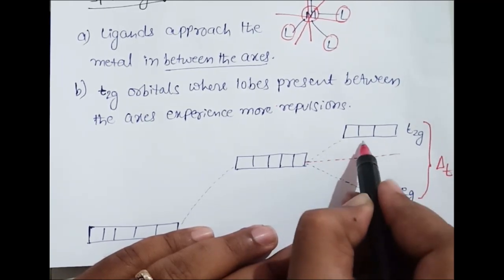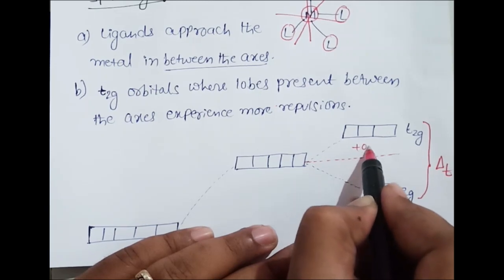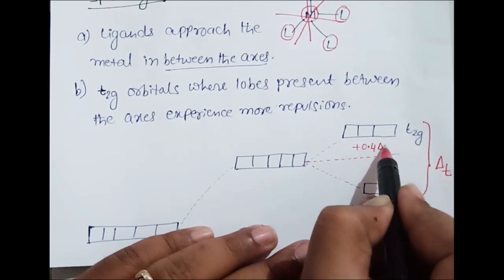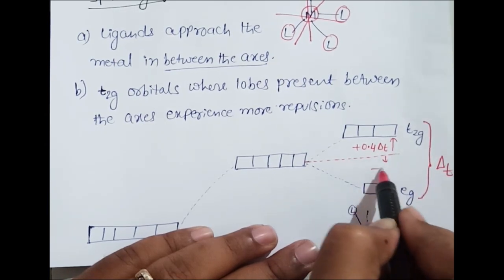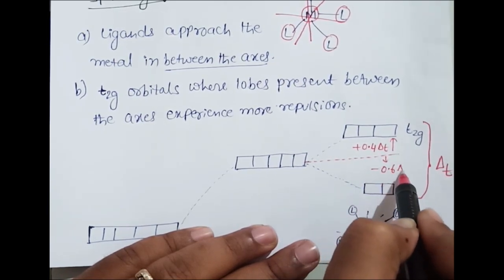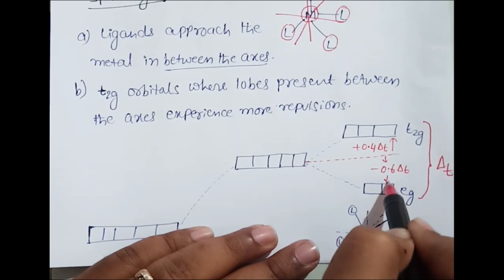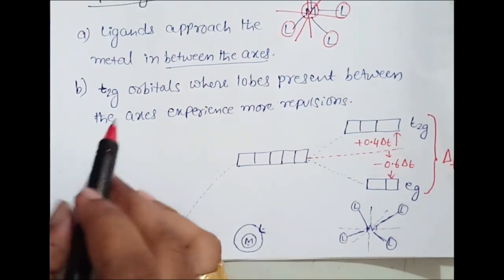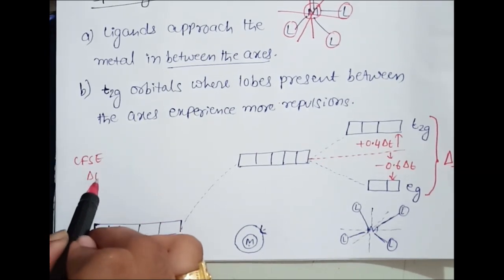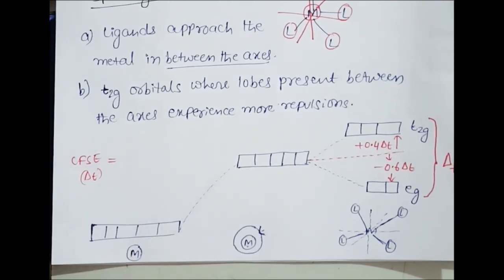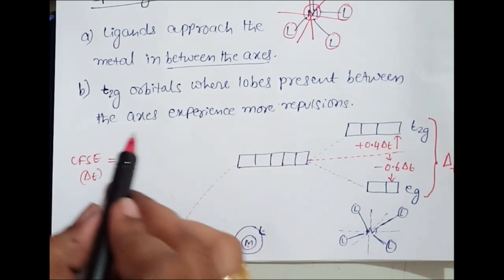The energy of T2G is increased by, of course, 0.4 del T. It is increased, and it is decreased by minus 0.6 del T. Now what can be the formula for crystal field splitting energy here? CFSE del T is equal to, what formula can you write?